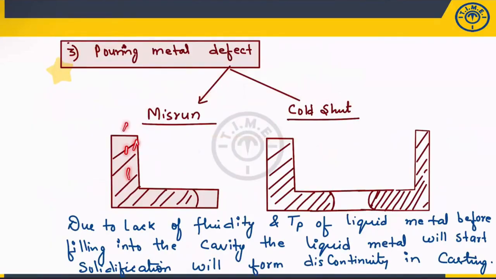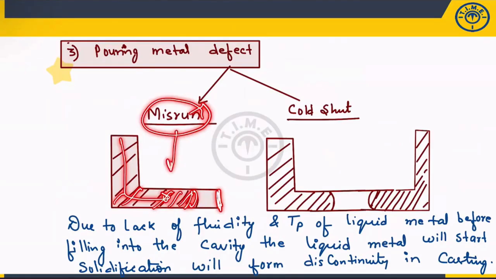So when you are pouring the liquid molten metal, what will happen? You want to fill till here, but before reaching this point, it will solidify here. Then it is called a Mizran. If it is happening from one side, it is a Mizran. Cold set means it is happening from both the sides.